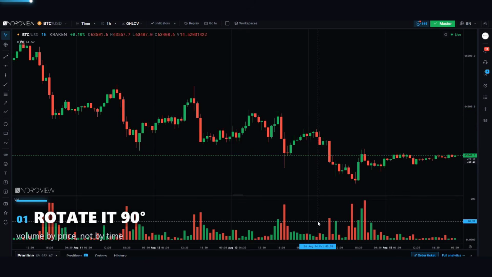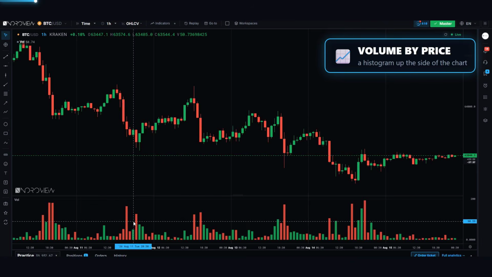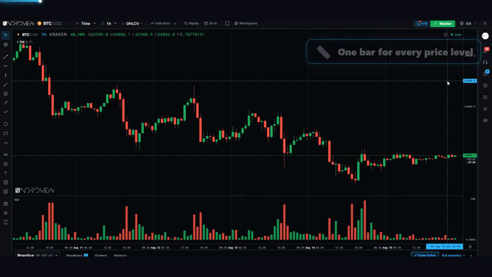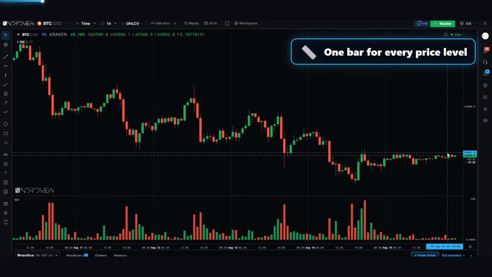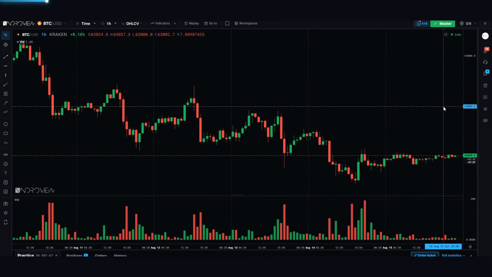Volume profile takes that idea and rotates it 90 degrees. Instead of volume by time along the bottom, you get volume by price up the side. A horizontal histogram with one bar for every price level. The longer the bar, the more size changed hands at that exact price.